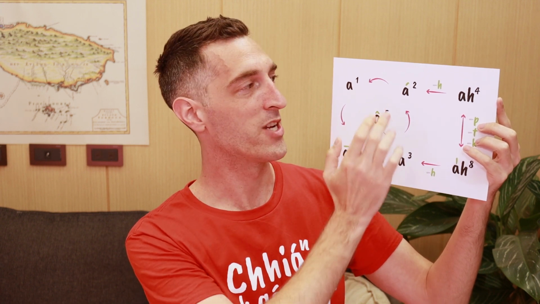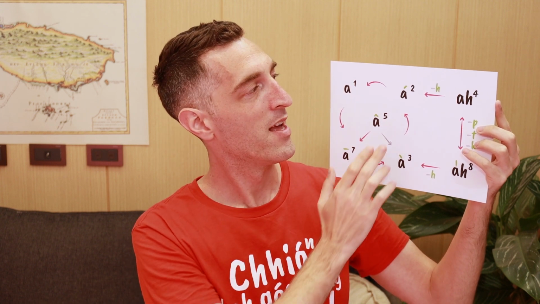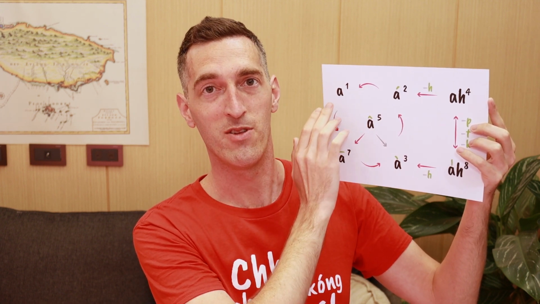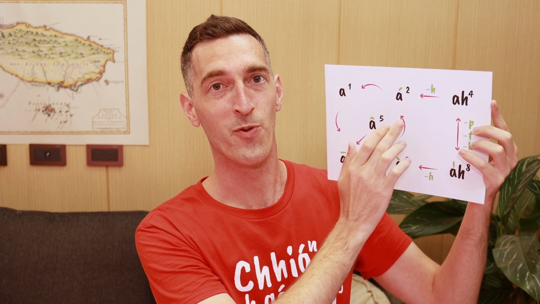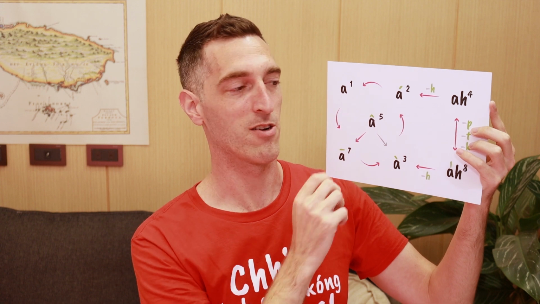And so on for the rest of these. The 3rd tone will change to the 2nd tone. That means that dong is going to become dong. And the 2nd tone will change to the 1st tone. So dong will become dong. And these 4 here kind of go in a circle.